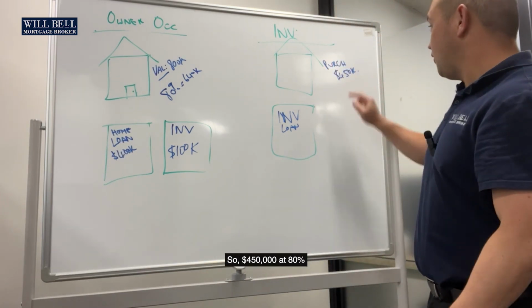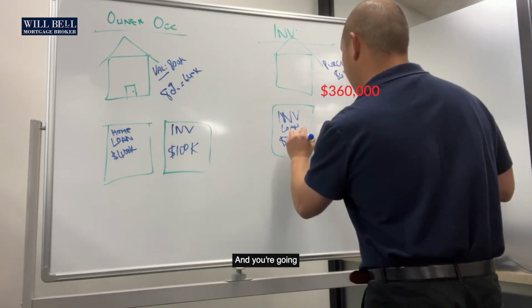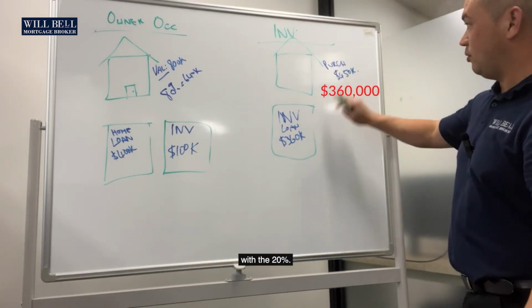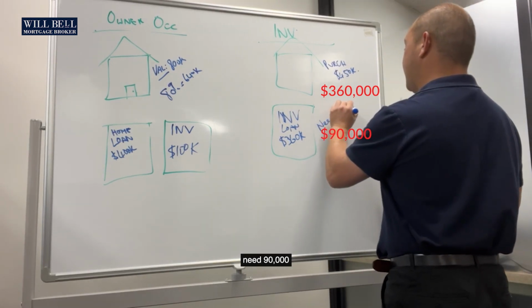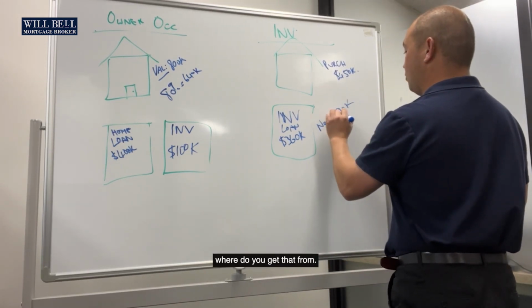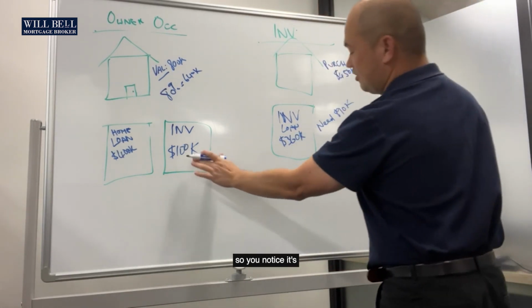So $450,000 at 80%, that is going to be $360,000. And you're going to have to come up with the 20%. So that's $90K. Need $90K. Where do you get that from? You've got your $100K here. So you notice it's a little bit higher.